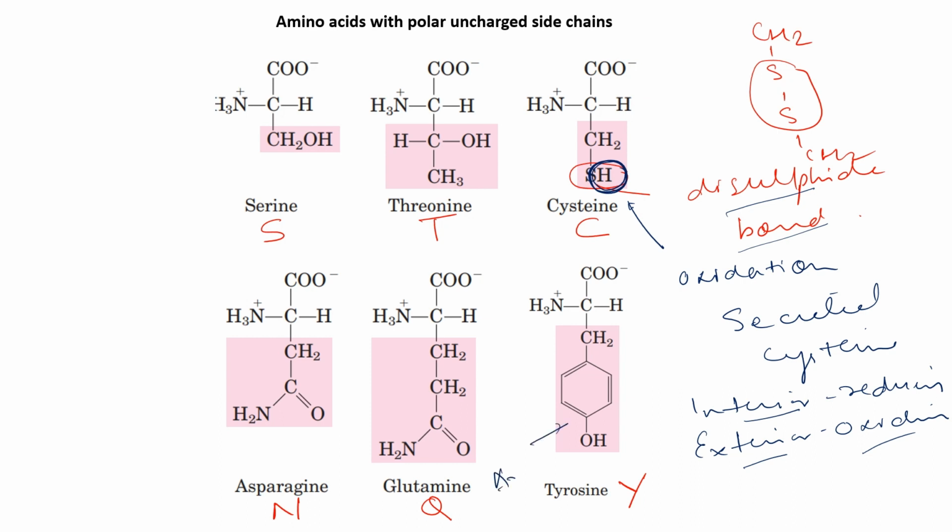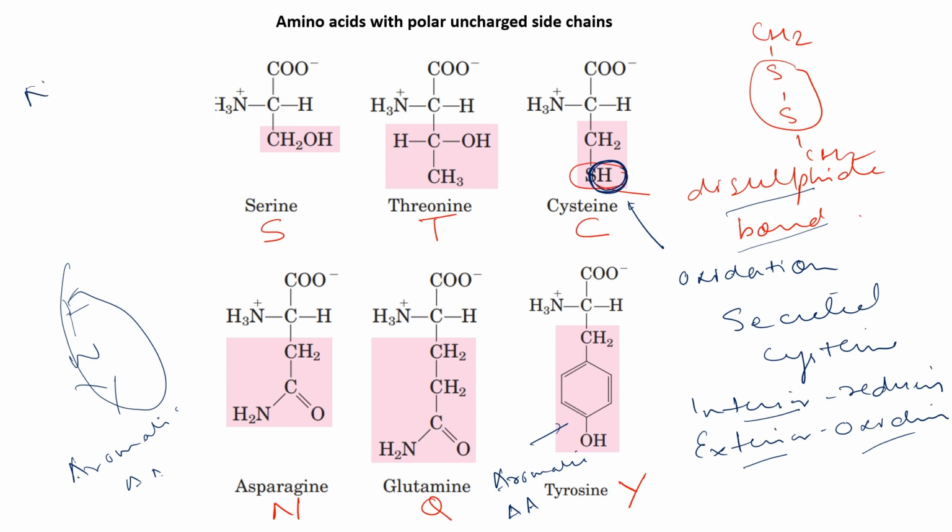Tyrosine is one more aromatic amino acid. In the last slide, we saw phenylalanine and tryptophan. Here, tyrosine. So these three in total are the aromatic amino acids. Understood? So these are polar uncharged.